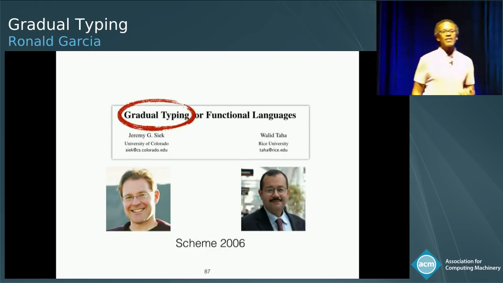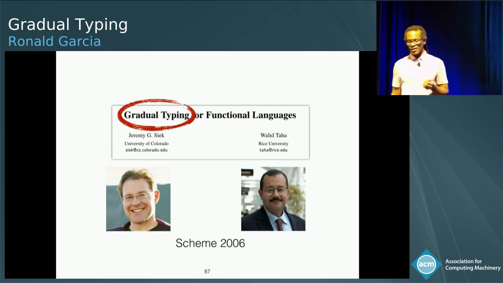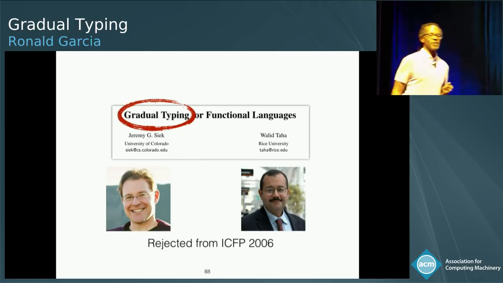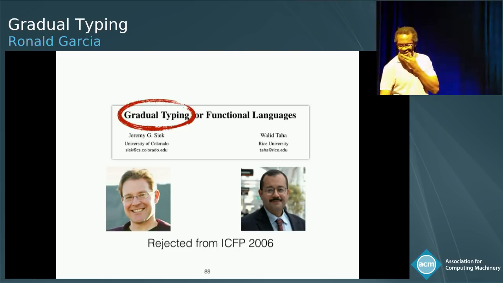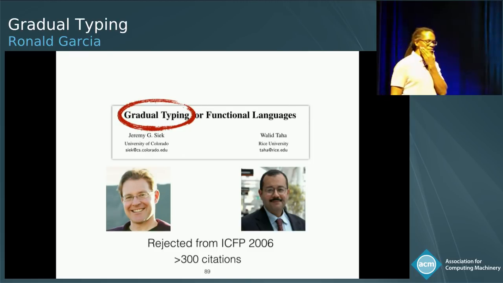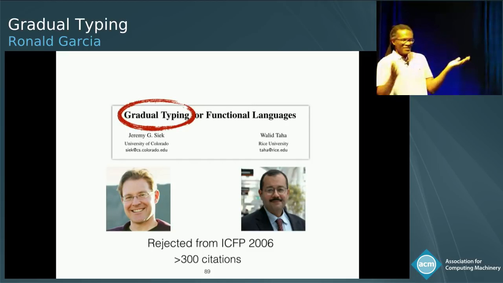So I'm going to be talking about this work that was initiated by Jeremy in 2006 with Walid Taha, and had led to the name Gradual Typing. Conveniently, this was the paper, and it appeared at Scheme 2006, which is another way of saying that it was rejected from ICFP 2006. Nonetheless, it has more citations than any paper I've ever written. So for those of you whose papers were rejected and showed up, this could be you 10 years from now, or 12. I guess you need 12.